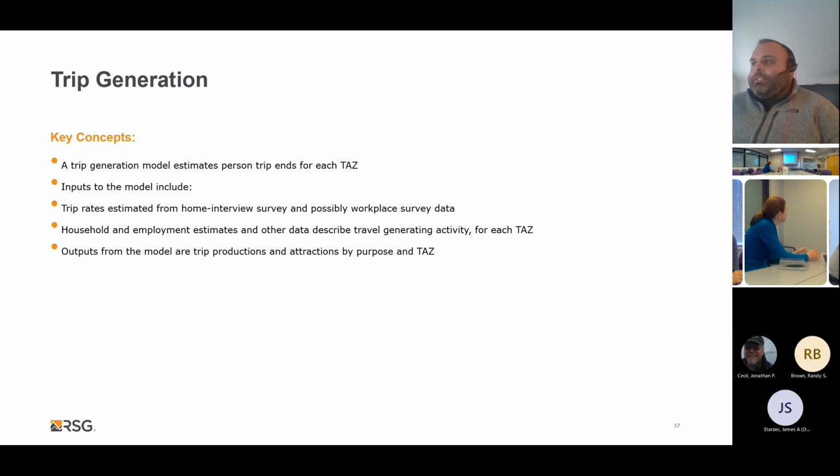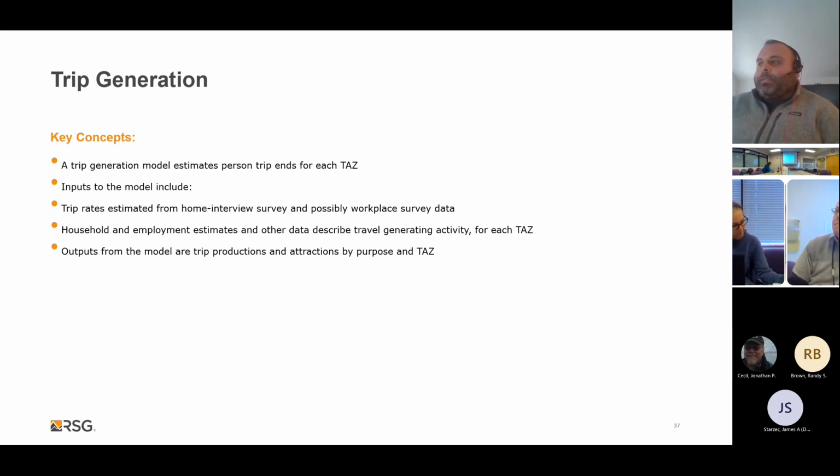So the key messages for trip generation models are that they estimate trip ends for every travel analysis zone based off of zonal characteristics such as household and employment data, and trip rates estimated from observed data or the survey data. And it's important to note that markets are an important element here along with the trip type. So we often stratify trip generation by things like the trip purpose, the household market, the area type, and other important characteristics that we want to carry through the modeling process.